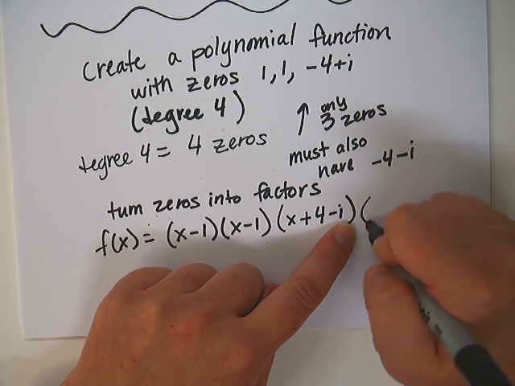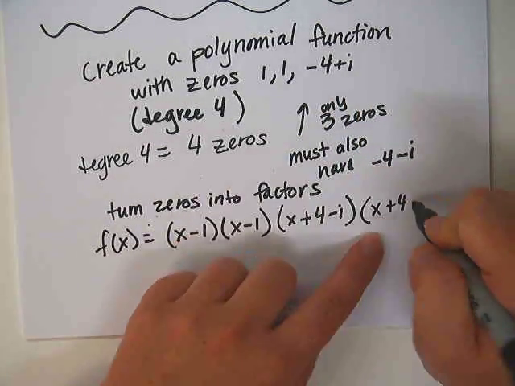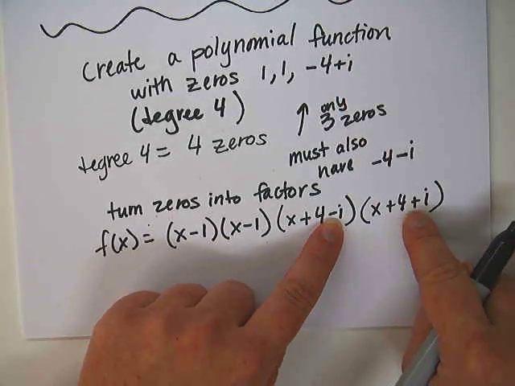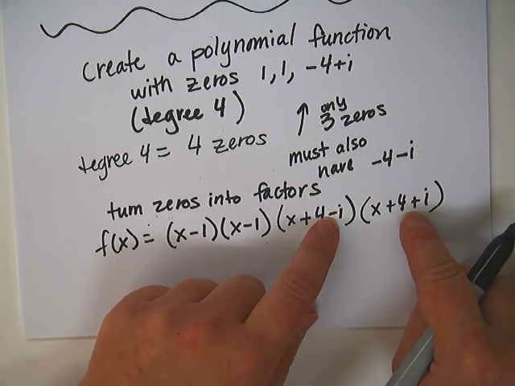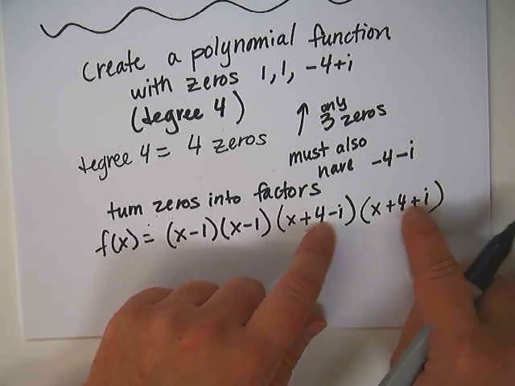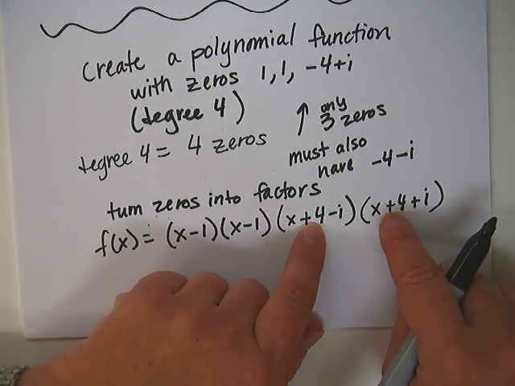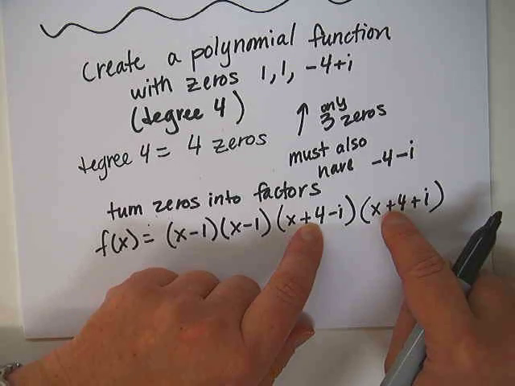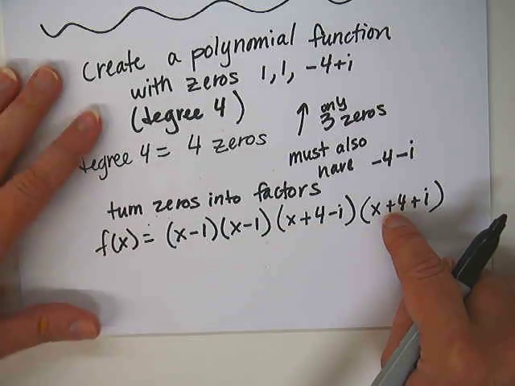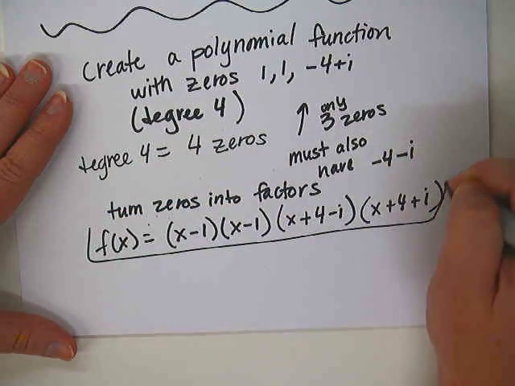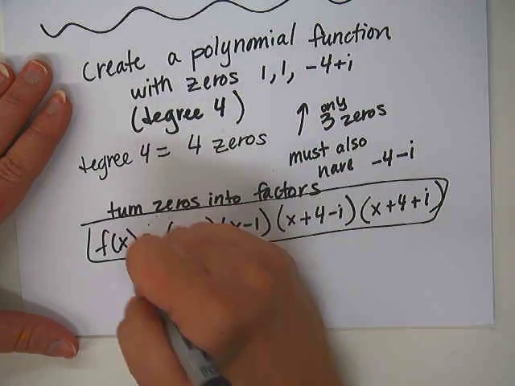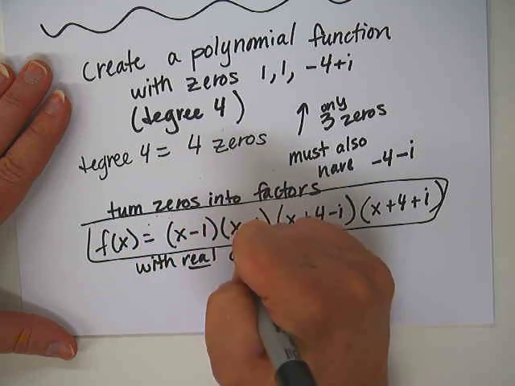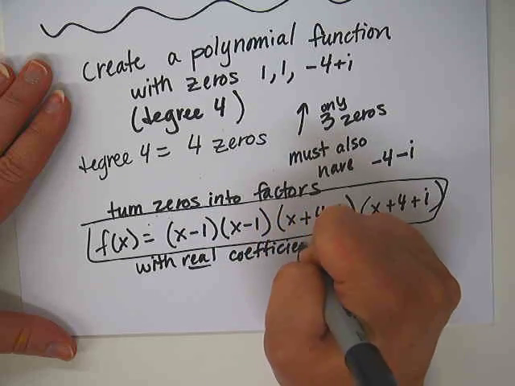So x minus 1, x minus 1, x plus 4 minus i, and then the last one would be x plus 4 plus i. Now, of course, if you mixed up and forgot to distribute that negative there, it wouldn't be a big deal because you have your conjugate pair. So one of them has to be positive and one of them has to be negative. But it is a big deal that this 4 needs to be positive in both problems. You could leave your answer like that, but it's kind of ugly. Usually it will say with real coefficients.